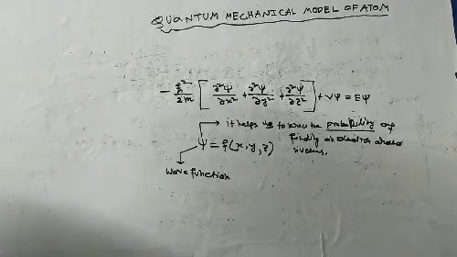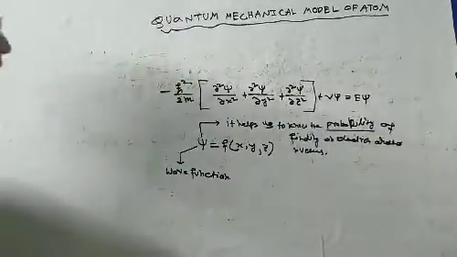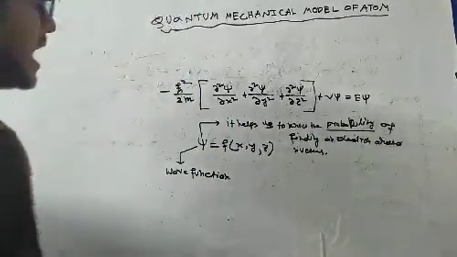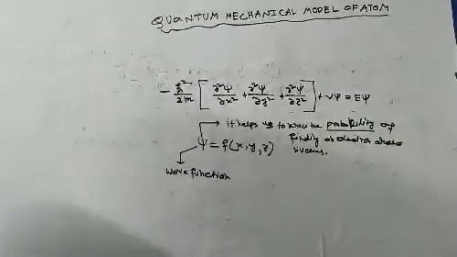Okay, now let's understand how psi will help us to know the probability of finding an electron around the nucleus.